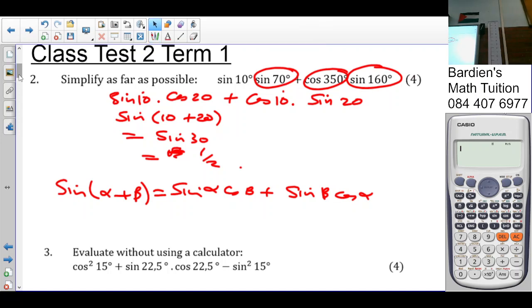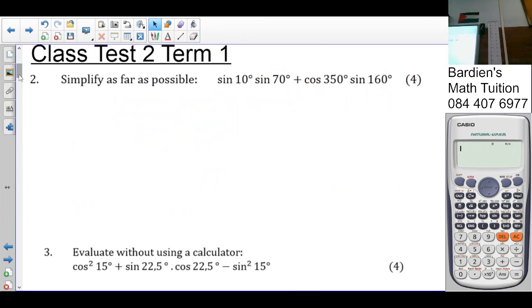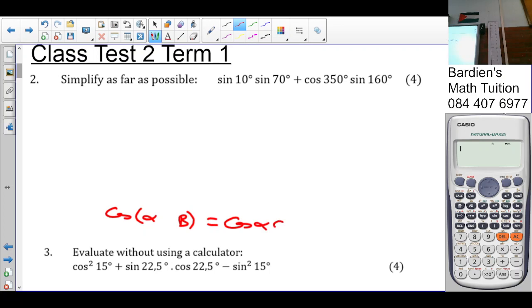Otherwise, if I had gone with the cos rule, so the cos rule says cos alpha plus or minus beta is going to be cos alpha cos beta, sine alpha sine beta. So if that is plus, that is minus. If that is minus, this is plus. So you see sine is second. Can you see that, people? So I'm going to put that straight away second.